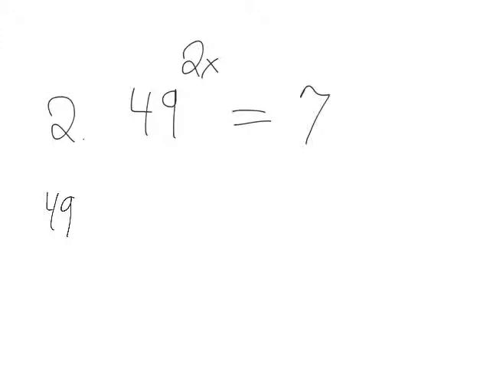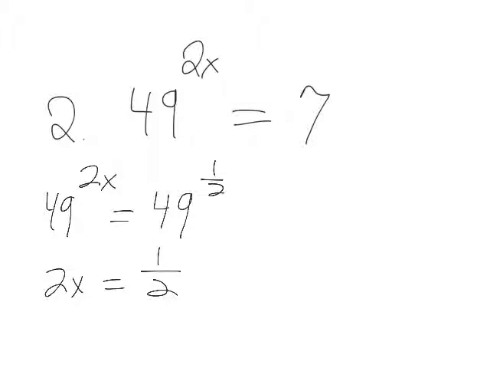So let's take a look at that way first. That way would have us leaving the 49 to the 2x alone and writing this side as 49 to the 1/2 power. Okay, because 49 to the 1/2 is 7. And now we apply the property and just get 2x is equal to 1 over 2. We're going to divide both sides by 2, and we get x is equal to 1/4. So that's one option, okay? One way of going about it.